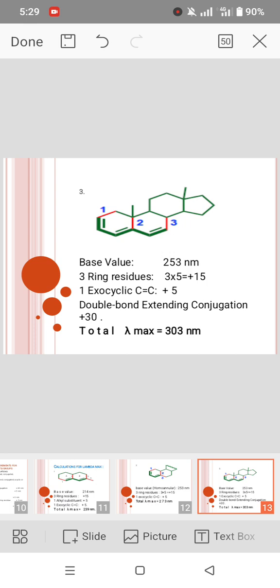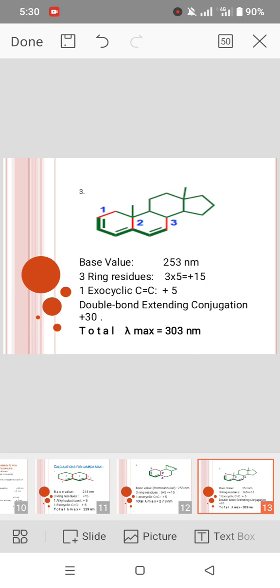I have another compound. Again it is a homoannular diene, therefore its base value is 253 nanometer. Again there are 3 ring residues, therefore I have to add 15. And I have one exocyclic carbon-carbon double bond, again add 5. And there is a new point we have to note in this molecule: there is a double bond extending conjugation in this diene molecule.